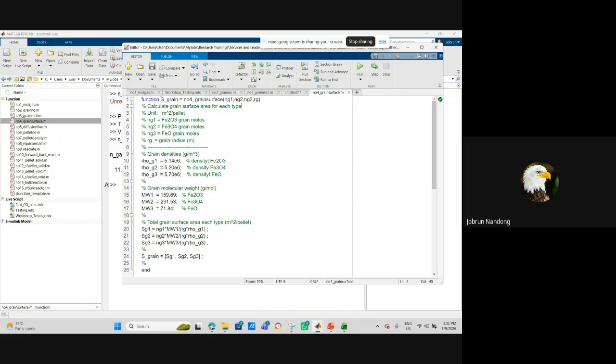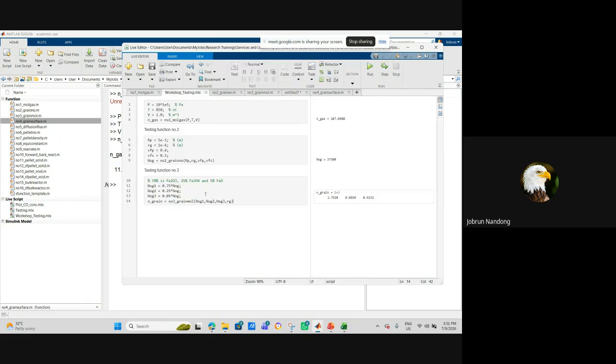I think you just follow it first, okay? You don't need to worry too much about that. NG1, NG2, NG3 here is the number of mole for that particular grain inside the pellet. So in fact, we already calculated this one here. So what you see here, this is NG1, NG2, NG3, okay? So we already calculated that.